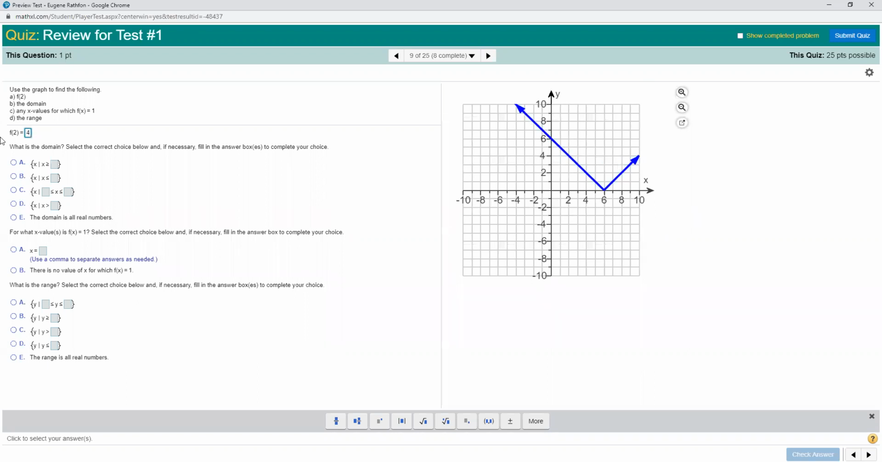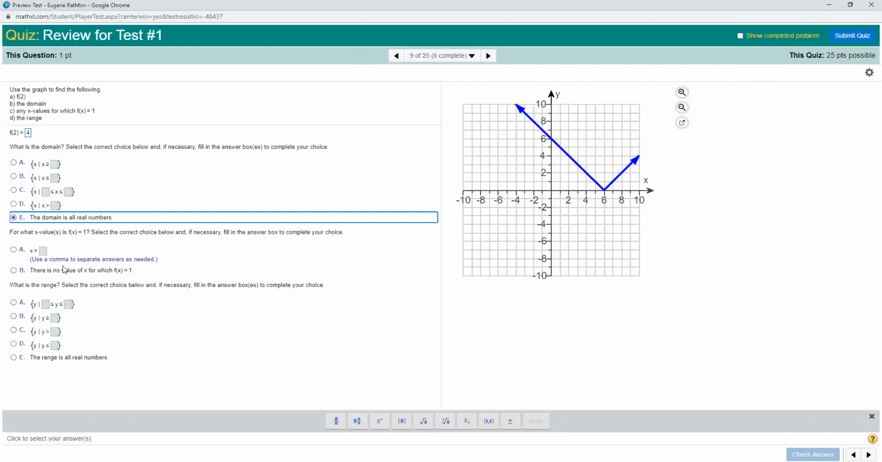Now, they want to know, what's the domain? The domain is all the x values that are in this graph. But y'all look, that's an arrow going that way forever. There's an arrow going left forever. So all these x's are going to be in my domain. So when I have all x's in my domain, I come down here and say the domain is all real numbers.